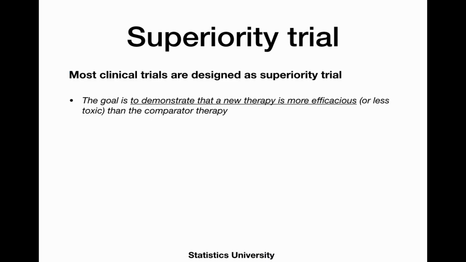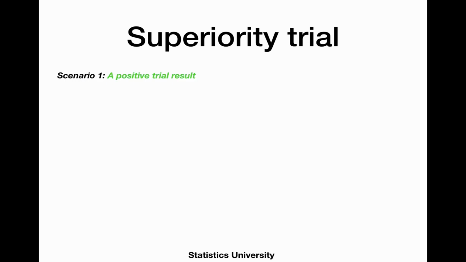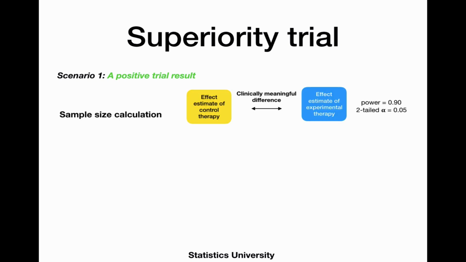Now let's move on to superiority and non-inferiority trials. Most clinical trials are designed as a superiority trial, where the goal is to demonstrate that a new therapy is more efficacious or less toxic than the comparator therapy. And we can have different scenarios in such a trial. Let's start with a positive trial result. First, we perform a sample size calculation where we have to estimate the difference in efficacy between the therapies. Let's say we estimate that there will be a clinically meaningful difference, and we state the power and the alpha that we want to use.